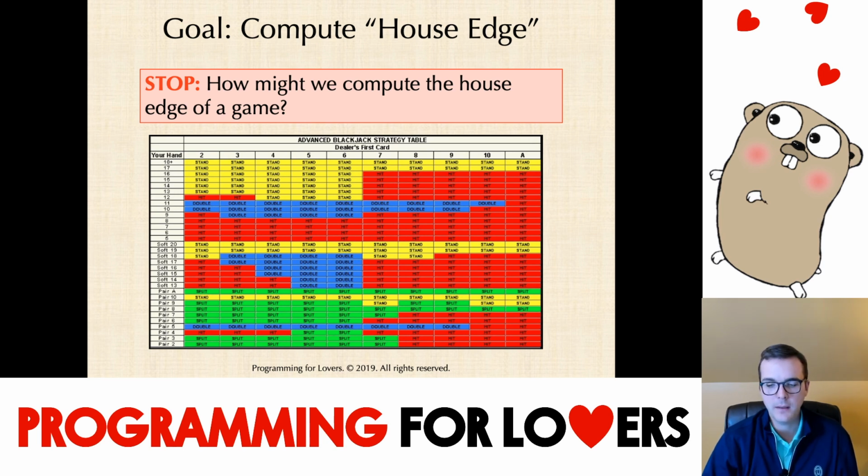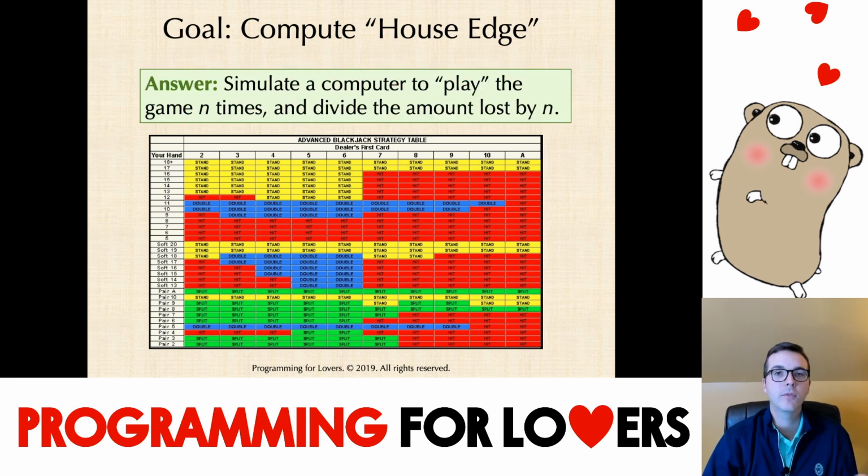And the answer would be, well, we could fix a strategy, and for that fixed strategy, so say for this strategy of blackjack, we could simulate a computer to play that game a number of times, or over a number of trials, and then simply divide the amount lost by the number of trials. So we could play the game 1 billion times, take a very large number n, with the presumption that the house edge will be kind of the average case behavior, and that many simulations will allow us to produce this.